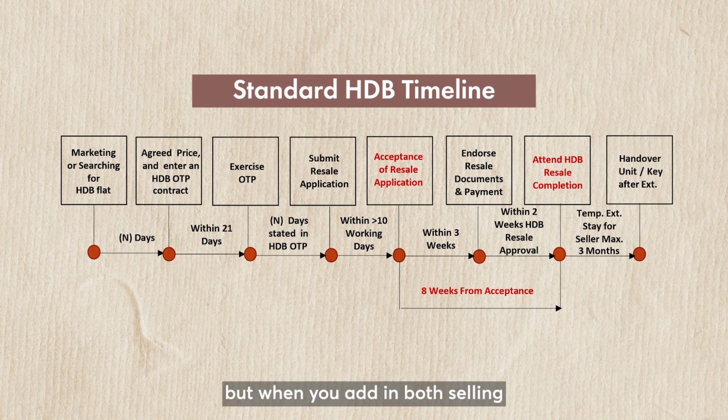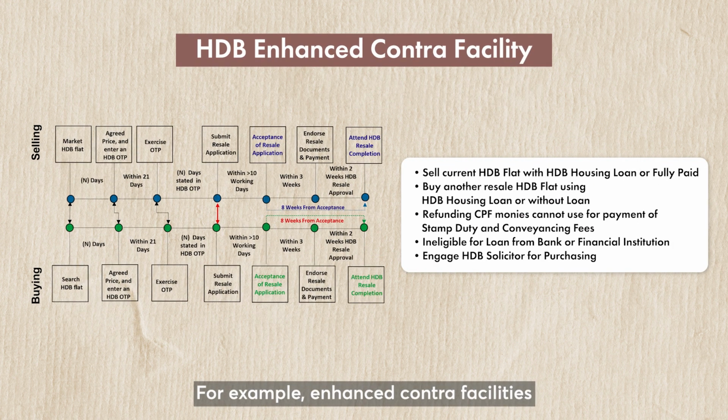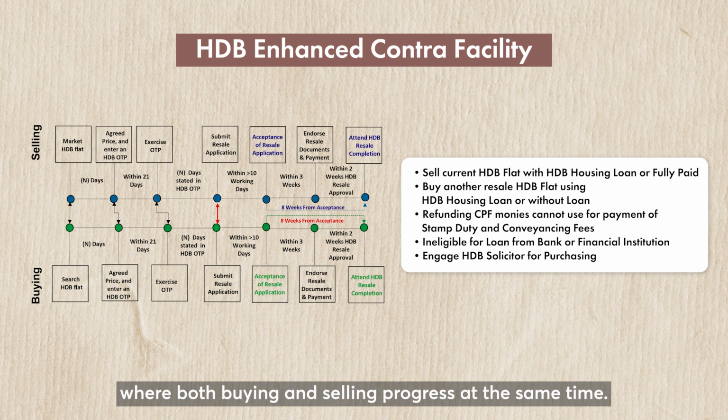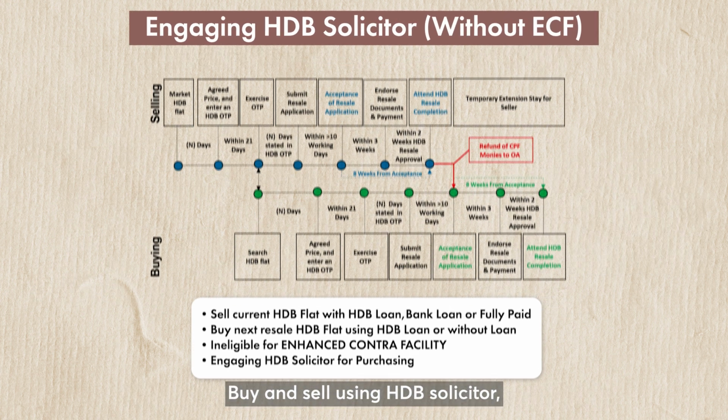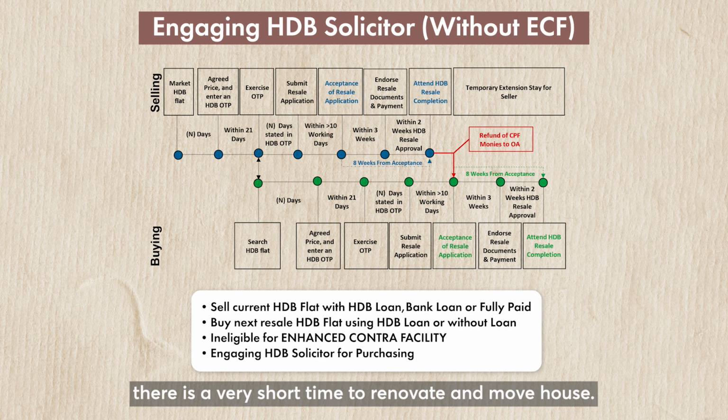This is simple, but when you add in both selling and buying at the same time, it becomes complicated, and there are a few options you can use. Example, enhanced contra facilities where both buying and selling progress at the same time. Buy and sell using HDB solicitor. This is not really recommended unless you are really short of funds, because even with extension of stay, there is very short time to renovate and move house.